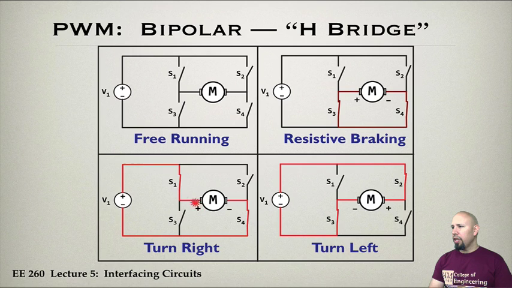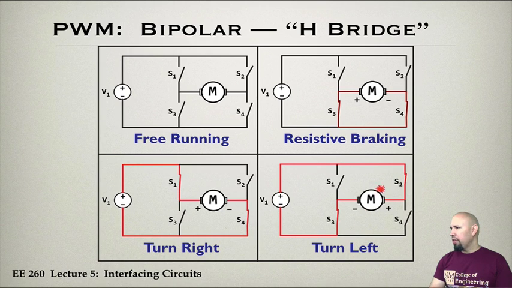In this configuration, when we close this switch and this switch, the current can flow through the motor this way. The voltage across the motor appears this way, and this will allow the motor to turn right, which would be clockwise. So this connection of switches would allow the turning right.